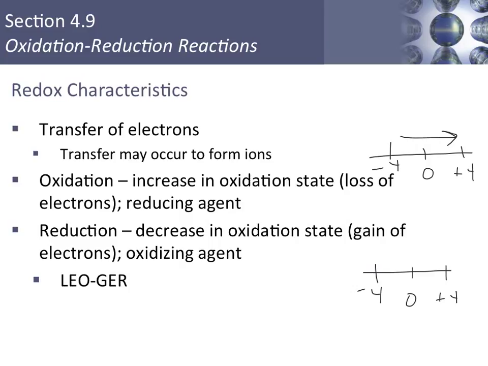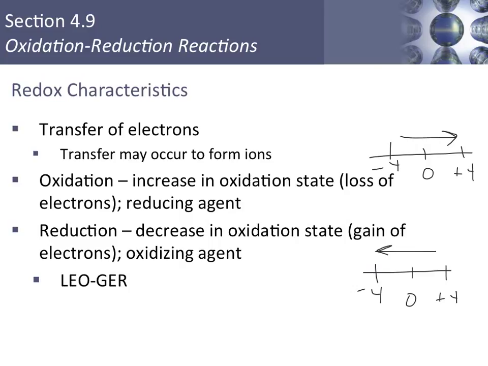When substances are reduced, they experience a decrease in oxidation state, or they gain electrons. And if electrons are gained, you have overall more negatives, and so decreasing in oxidation state, if you're thinking about a number line, we're going this way.